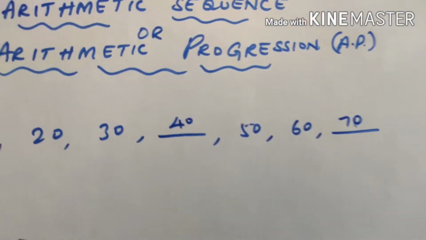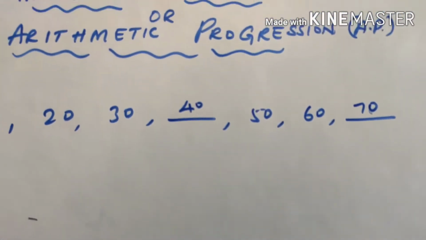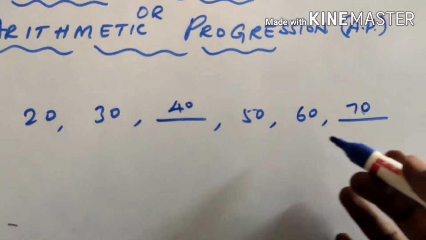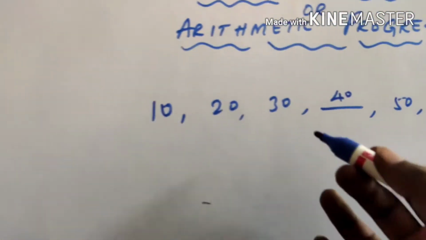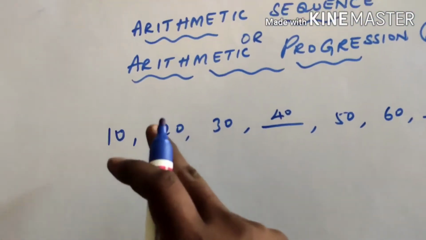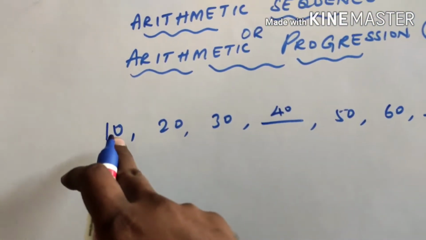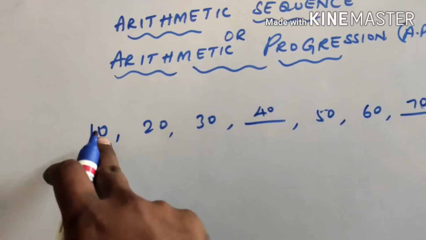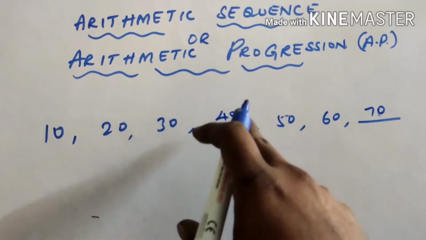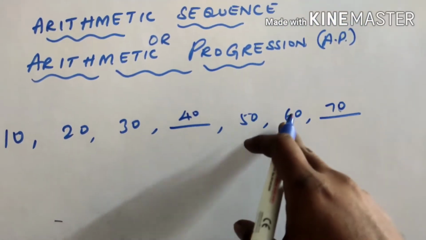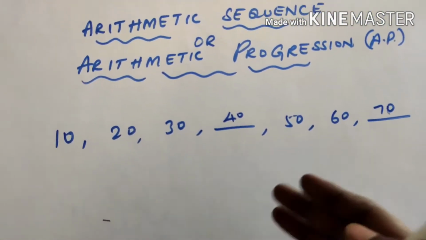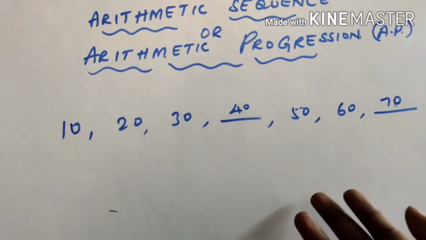Actually, this is called a sequence. Okay, in that class you might not have studied that this is a sequence. And here a common number is added, isn't it? See here, 10 is added to all the numbers. 10 plus 10, 20, 20 plus 10, 30, 30 plus 10, 40, 40 plus 10, 50, 50 plus 10, 60, 60 plus 10, 70. So a common number is added and we are getting the next numbers.